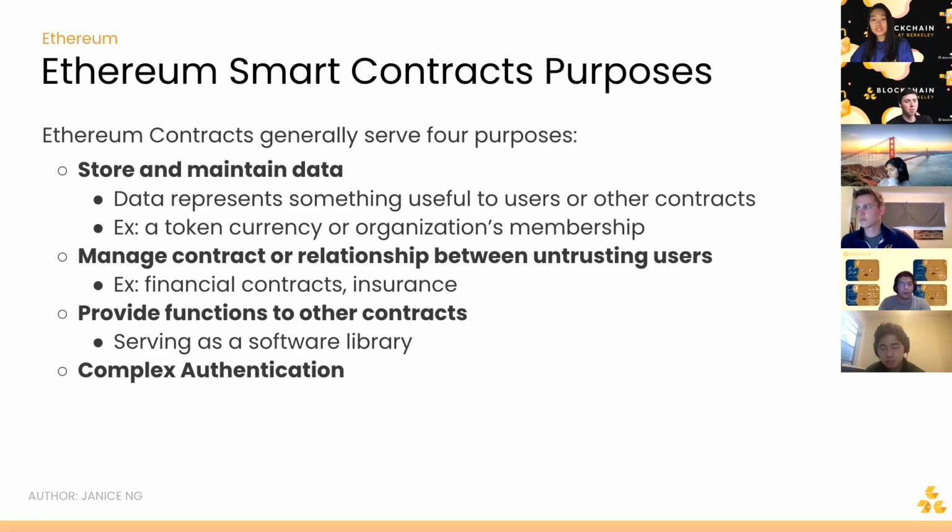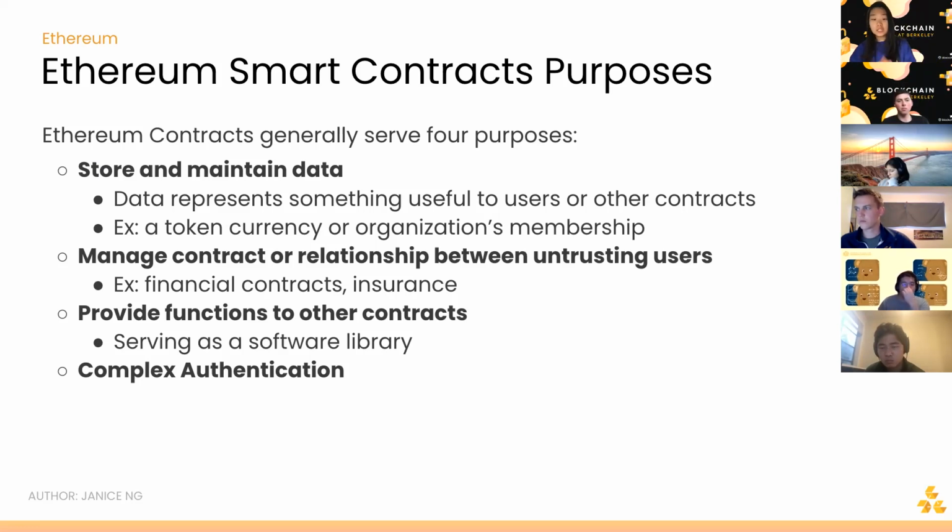Two, smart contracts can be used to manage a contract or relationship between untrusting users. For example, there's a lot of use cases of insurance companies maybe using smart contracts in the future for like rent and so on, or financial contracts, etc.